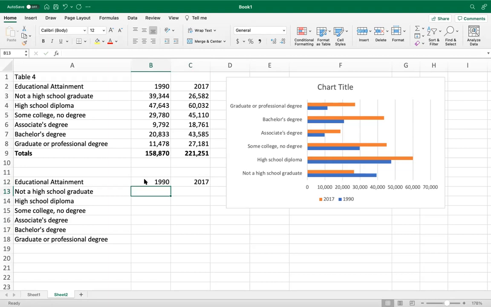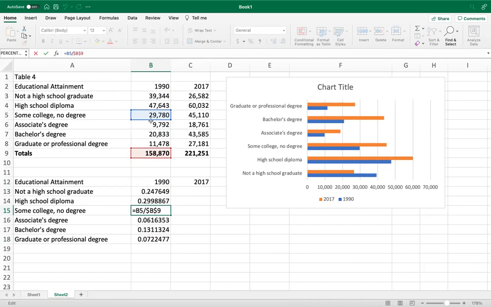So now this value is equal to this divided by this. Remember, we're going to freeze this cell so that whenever we drag and drop from here, it's just going to pick up that number. So freezing that cell, we have our $ sign there and our $ sign there too. Now we can pick this up, drag it all the way down, and let's take a look at this value. This one comes from some college no degree, divided by this value right here.